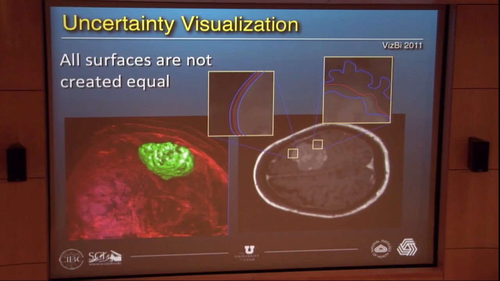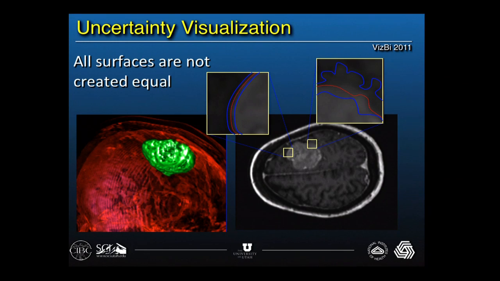This is a huge and challenging problem. It's a very non-trivial problem, and we're going to have to come up with very clever ways to encode that information in our renderings, in our visualizations, so that physicians and scientists can actually make use of it. It's an enormous problem.